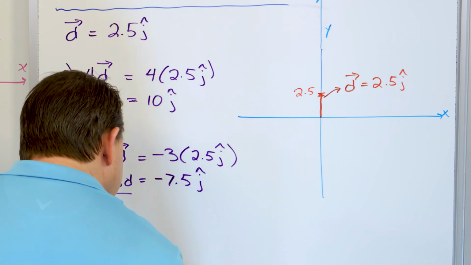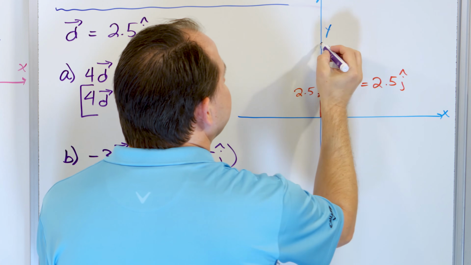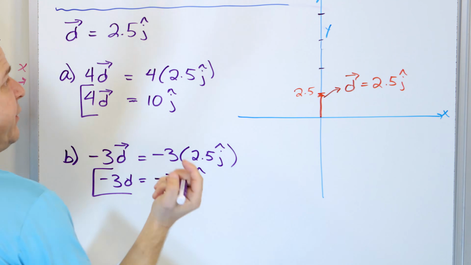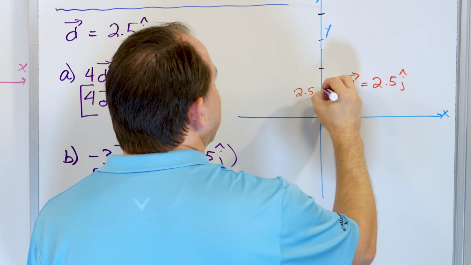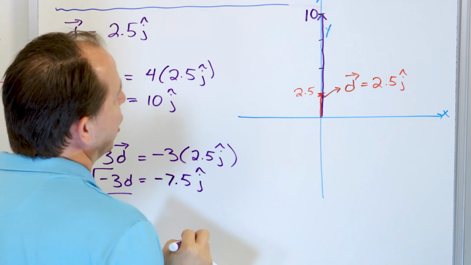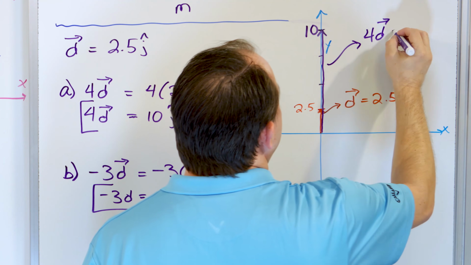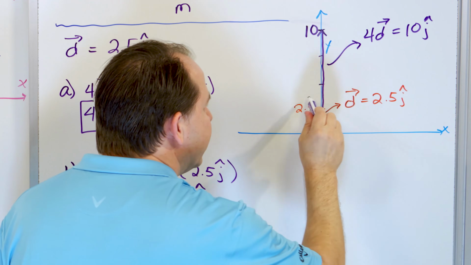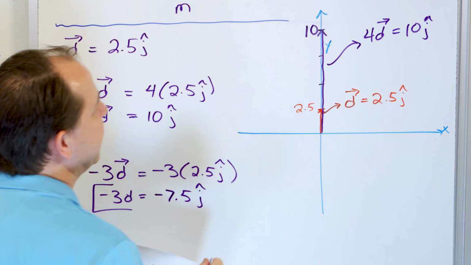Okay? So if this is 1 unit, then this would be 2 units, and this would be 3 units, and this would be four lengths of the original vector, essentially. Means that this new vector is going to point all the way up here, and this is the 10 mark right here. And so this vector is 4 times d, which is 10 in the j direction. So if I put tick marks, 1, 2, 3, 4, 5, 6, 7, 8, 9, 10, then this vector would be at the 10 mark, and this vector would be exactly at the 2.5 mark.